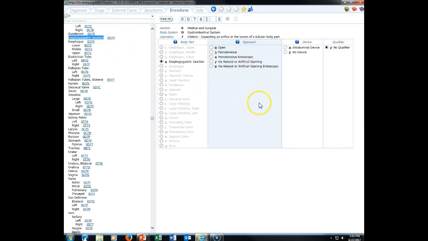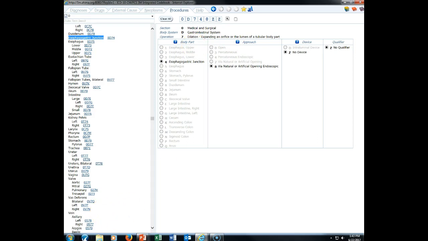So 0D7 4 is the table, and this is via natural or artificial opening endoscopic, and there's no device and there's no qualifier. So our code is 0D748ZZ.